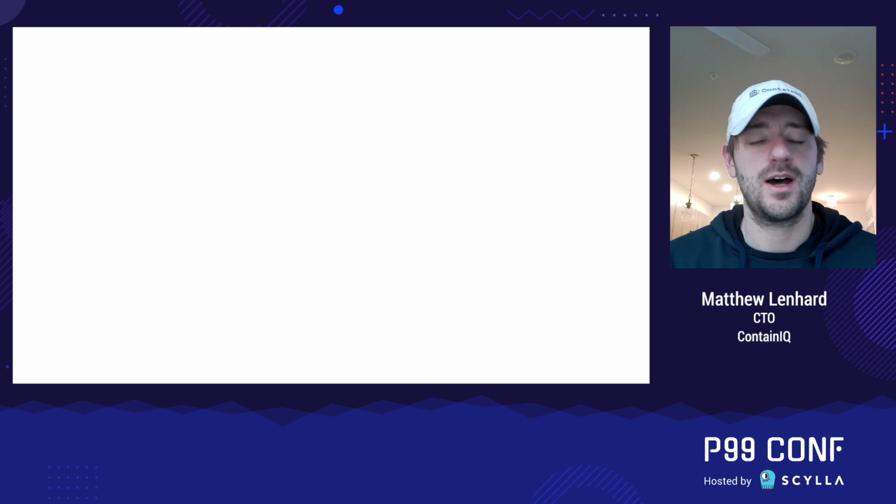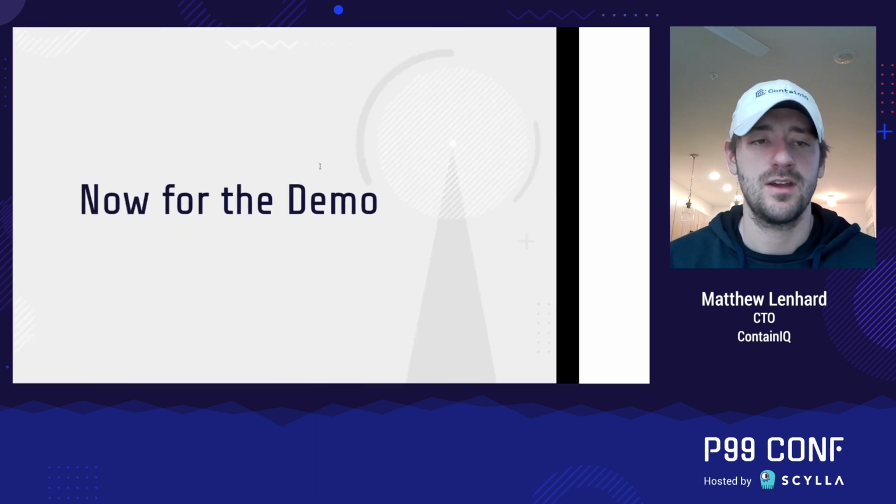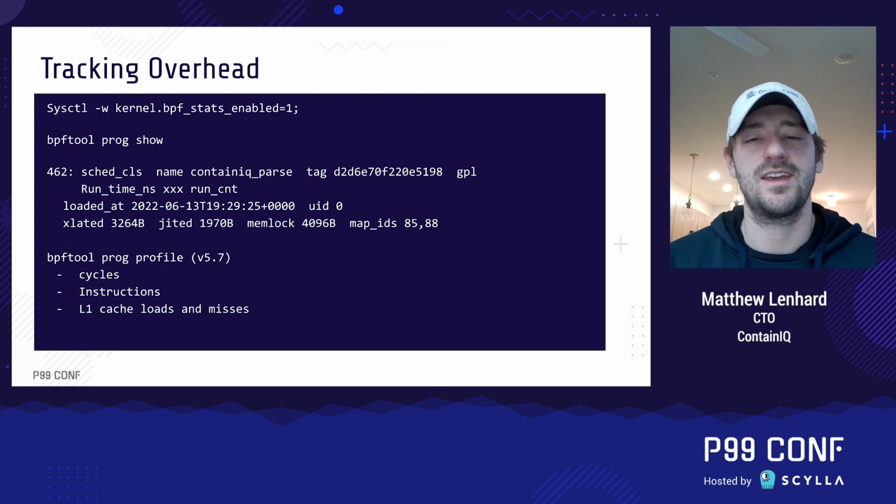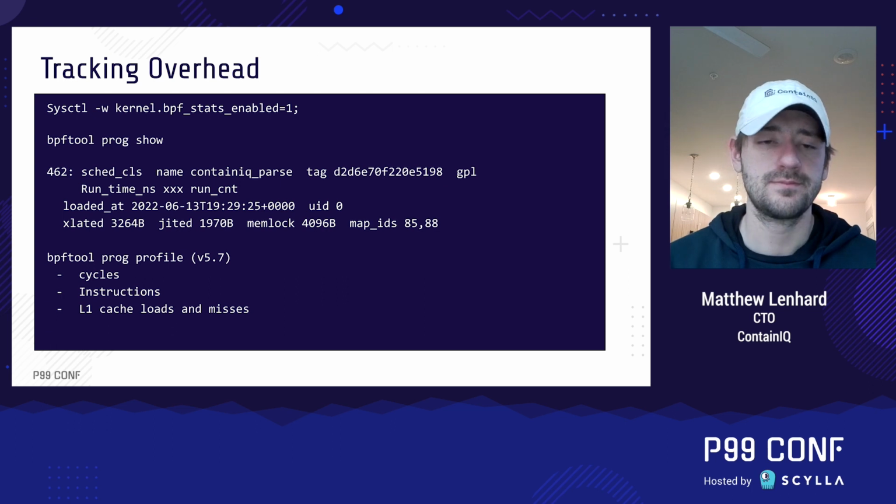In order to keep track of these stats, you can use the sysctl command to enable them, and then the easiest way is using bpftool, and there are two core commands through bpftool we can use. First, bpftool prog show, which I'm showing you the output of below. What you're going to want to look for there is the runtime and run count, and that'll get you a pretty good idea of the additional overhead you're adding from your BPF program.